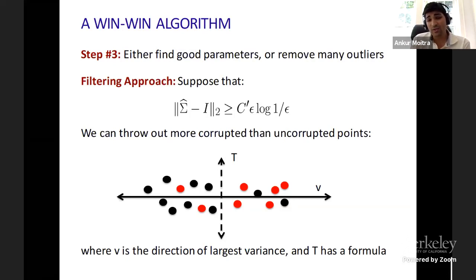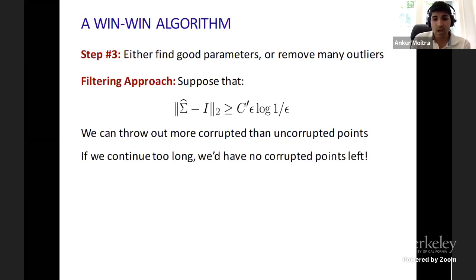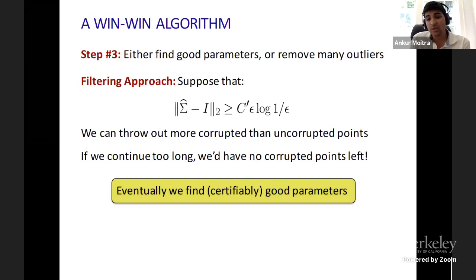Now, some inliers do get thrown out along the way, but for every inlier you throw out at least, let's say, 2 outliers along the way. So eventually, even though in this first step you didn't get a provably robust estimate for the unknown mean, you're making progress because your data has gotten more pure, because you've reduced the fraction of corruptions within it. And in fact, what's going to happen is eventually, if we continued for too long, we'd actually have no more corrupted points left to throw out. So this eventually finds certifiably good parameters.